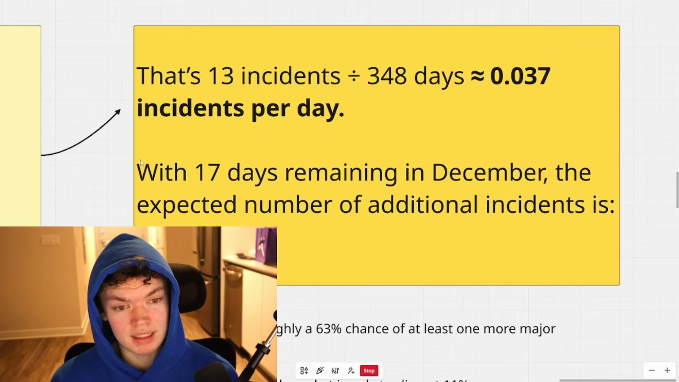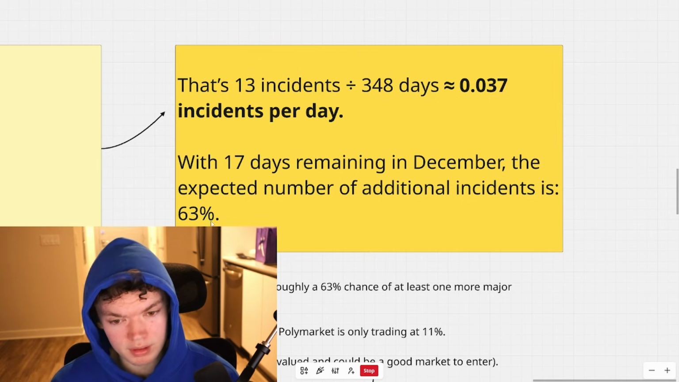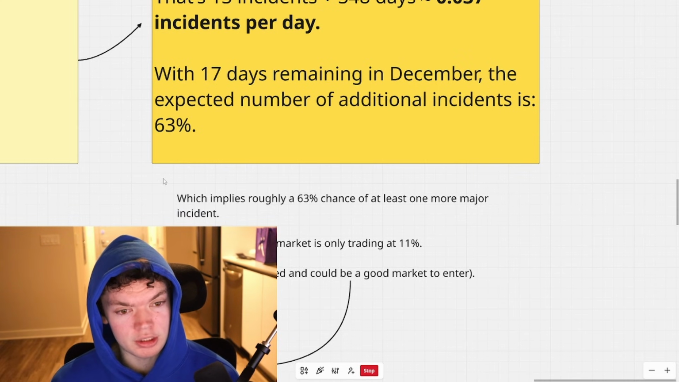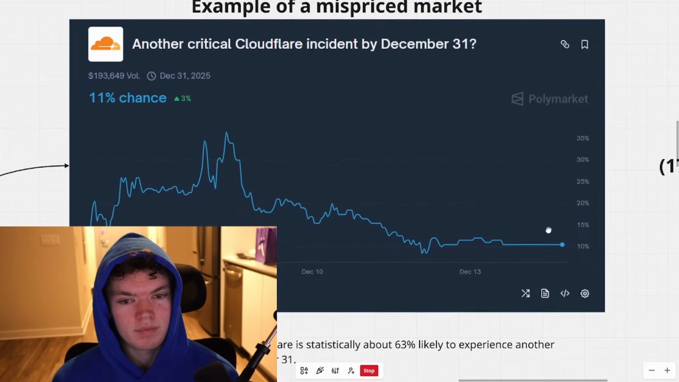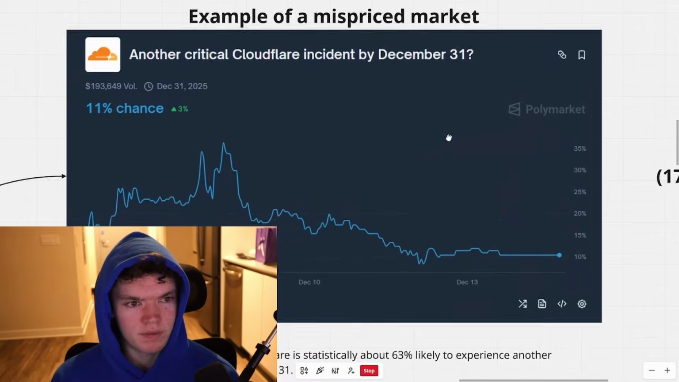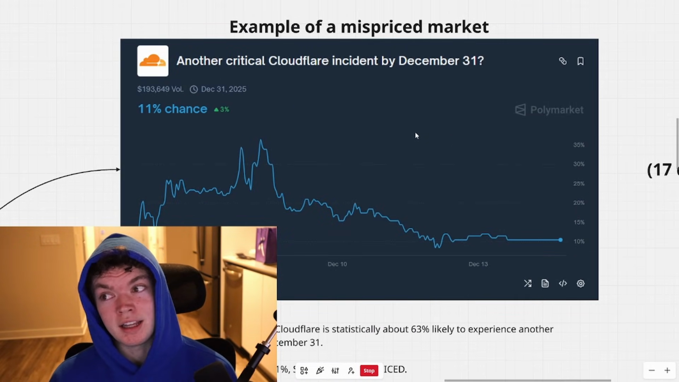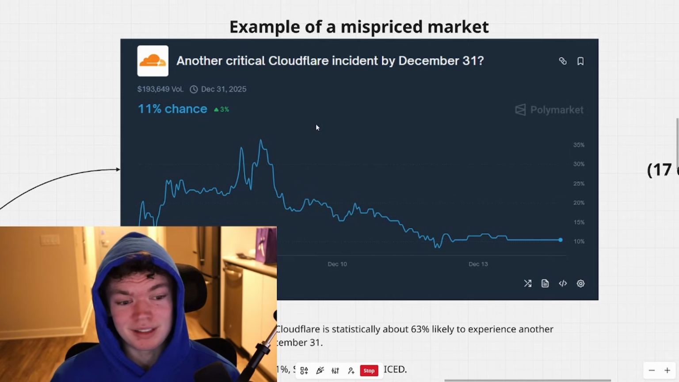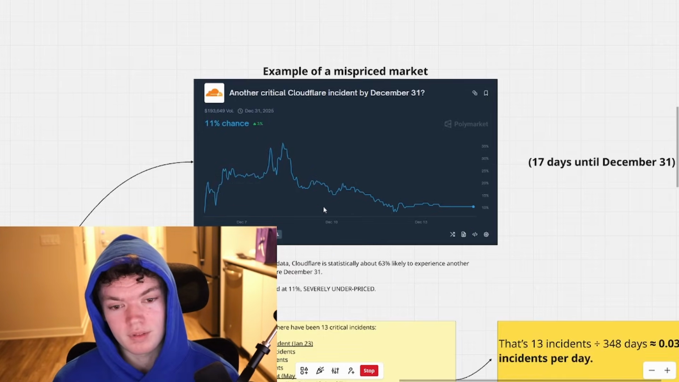And there's 17 days remaining in December, which means the expected number of additional incidences is 63%, which implies a 63% chance that there's at least one more major incident. But the Polymarket is only trading at 11%, okay? Super undervalued, super cheap. I'm not telling you this is going to resolve yes, because there's 17 days left, so the time's coming up. We need another major incident if this wants to resolve yes. But right now it's at 11%, and it should be at 50%. It should be at 63%. Okay, it should be a lot higher, but it is severely undervalued.